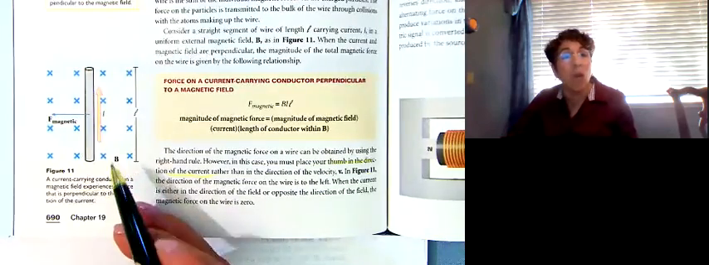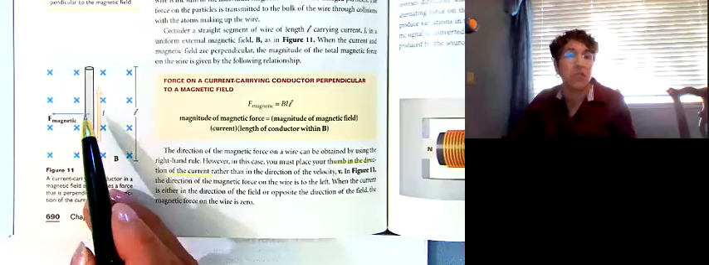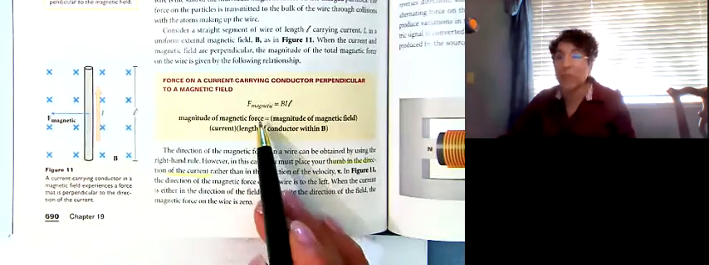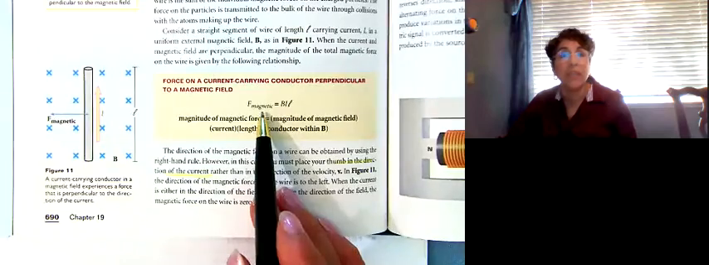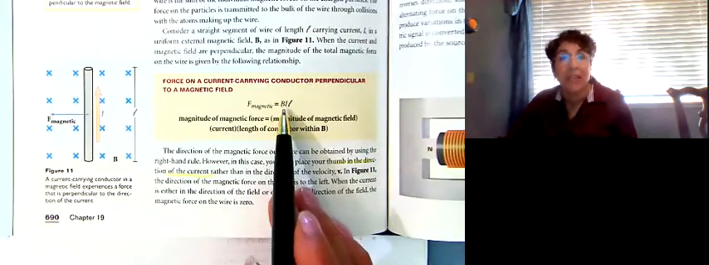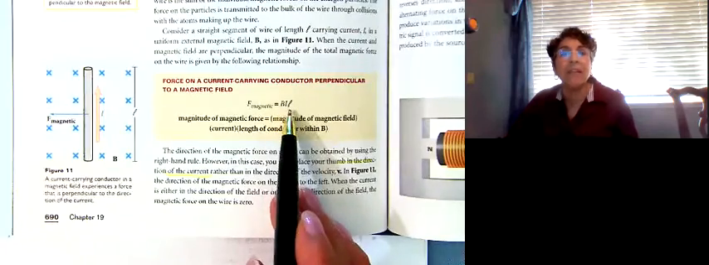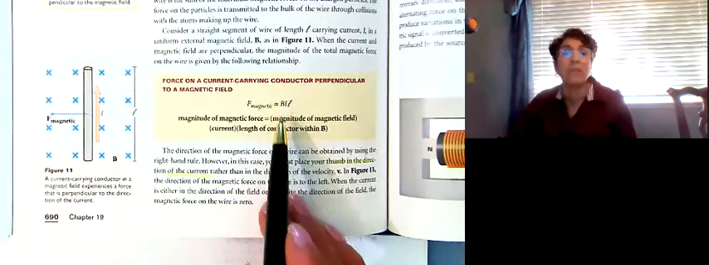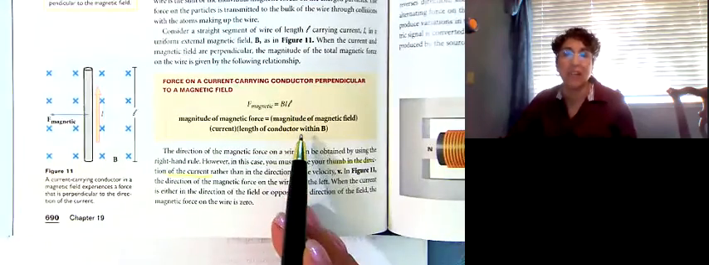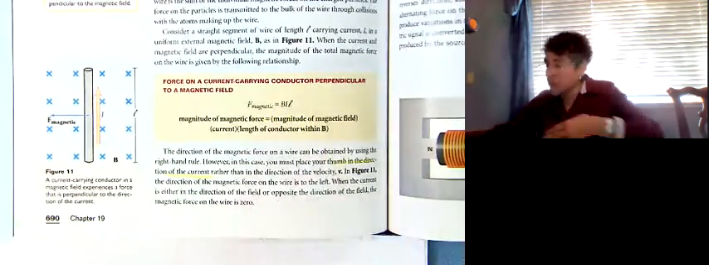So it depends on the length of the conductor how much force it's going to be. And the formula here is F magnetic, or the magnitude of the magnetic force, is equal to B, the magnitude of the magnetic field, and hopefully you remember that's Tesla, times I, which is current, which is amps or amperes, times the length of the conductor within the magnetic field. So that's our simple formula that we're going to need in this section.